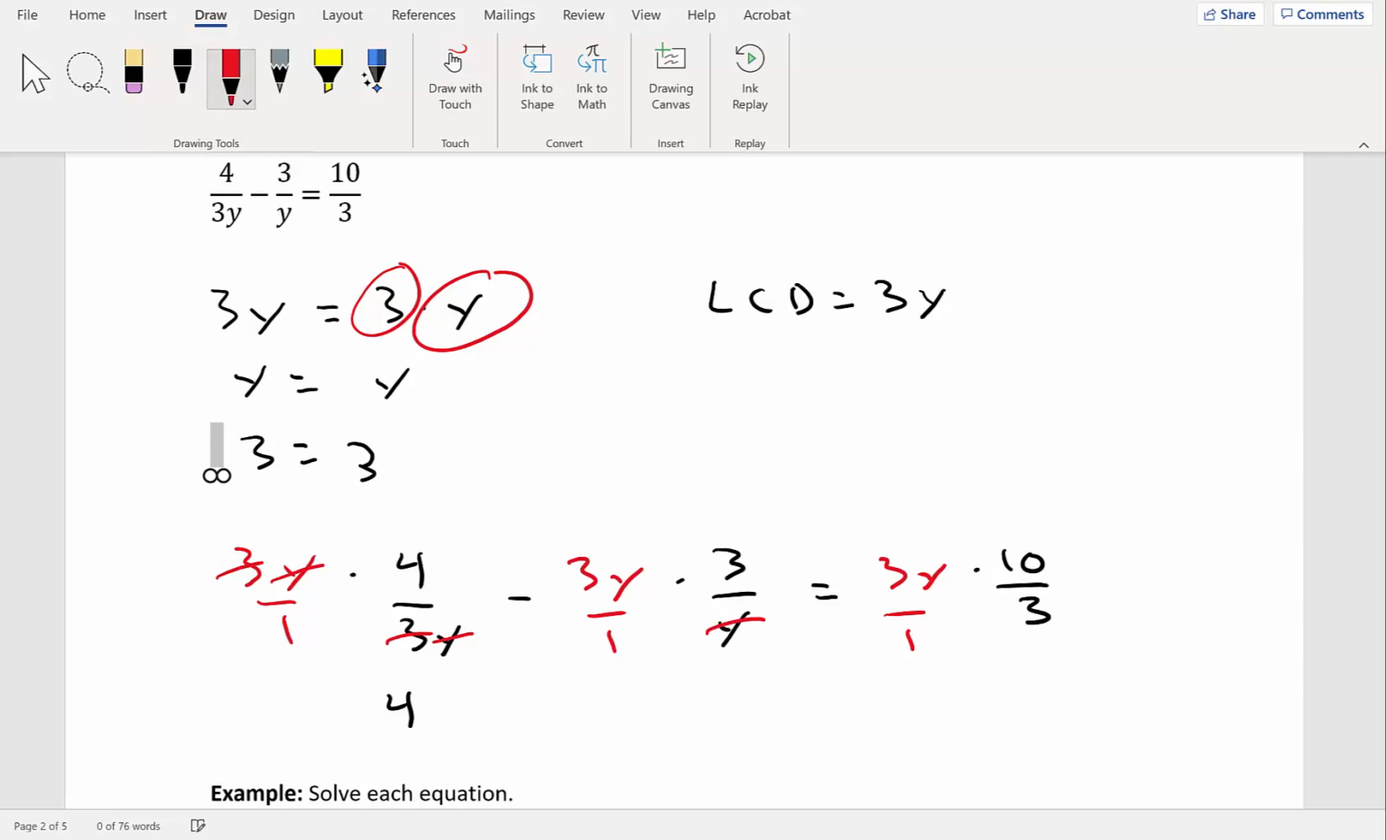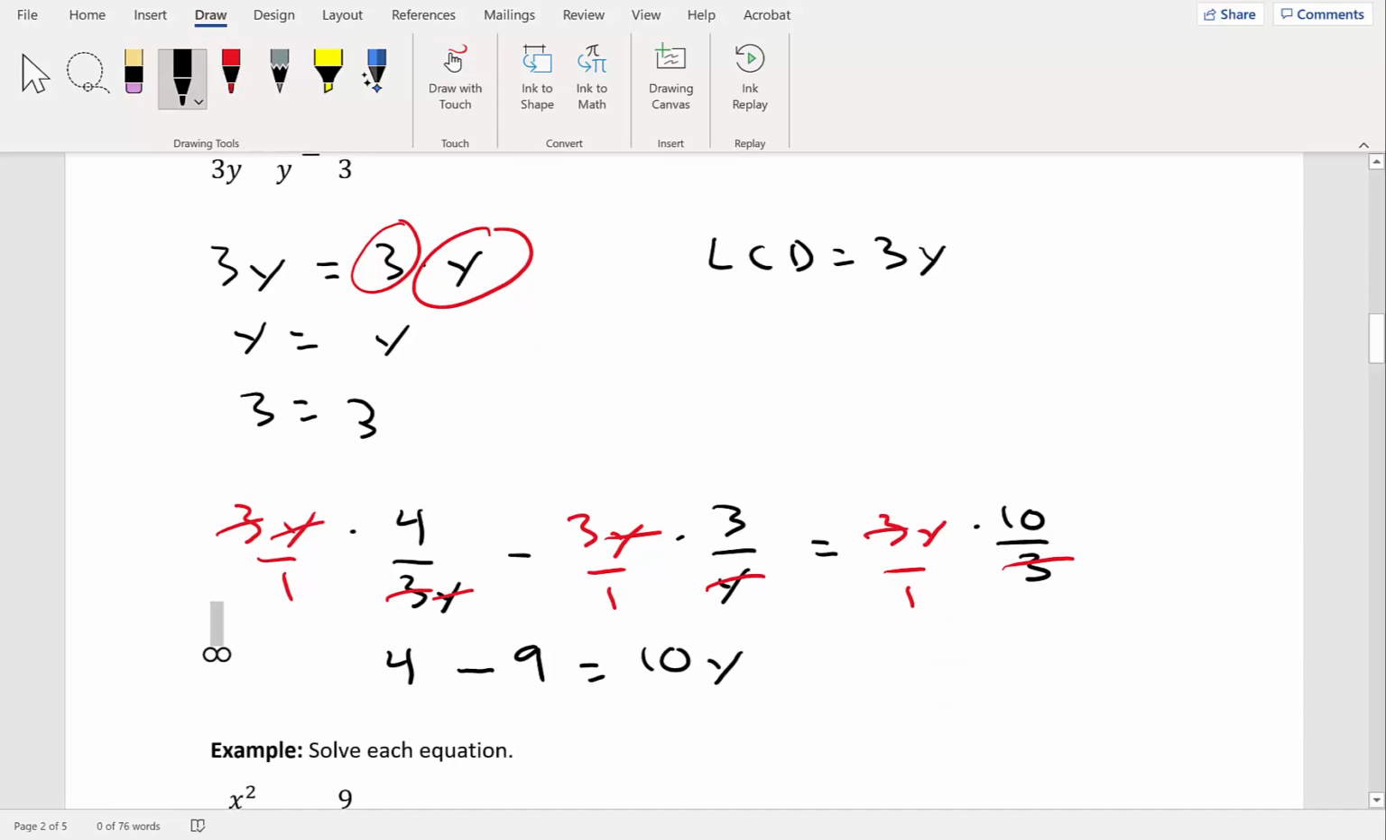Next set of fractions, y's are going to cancel out. I have negative 3 times 3, which gives me negative 9, so I'm going to have minus 9, and I have equal to. And then on the right hand side, 3's cancel out. I have y times 10, which gives me 10y. Now let's continue to solve. So this gives me negative 5 is equal to 10y.